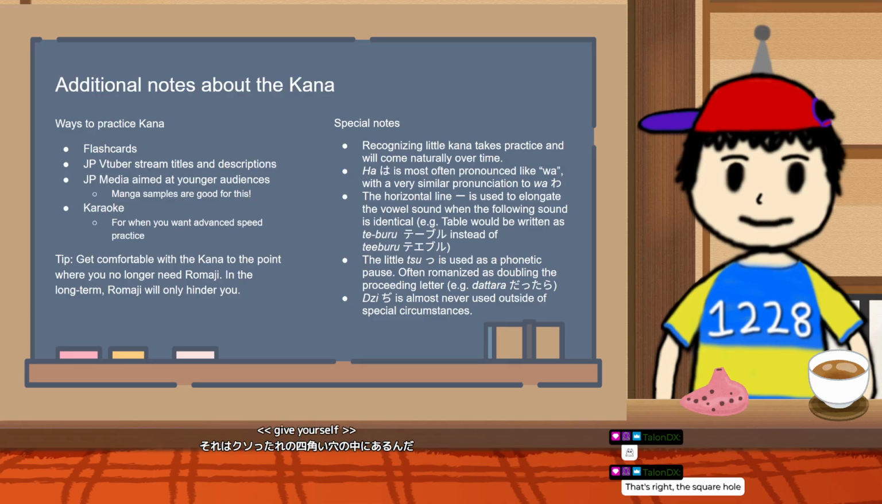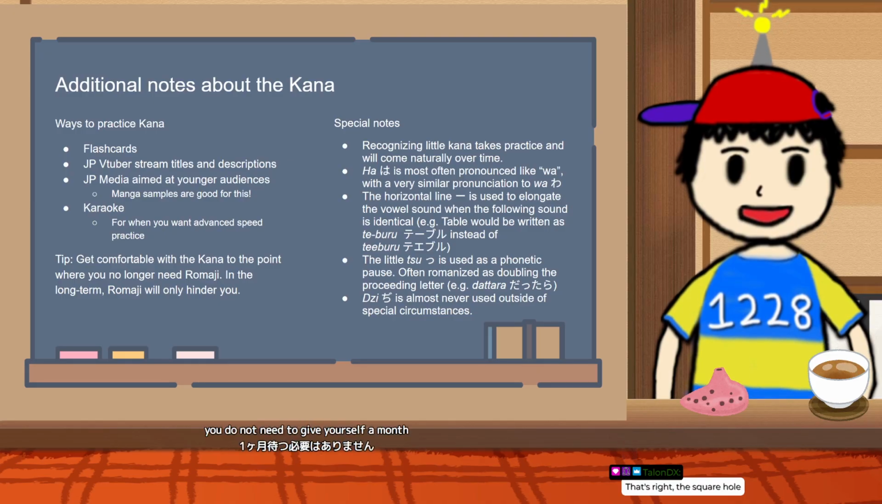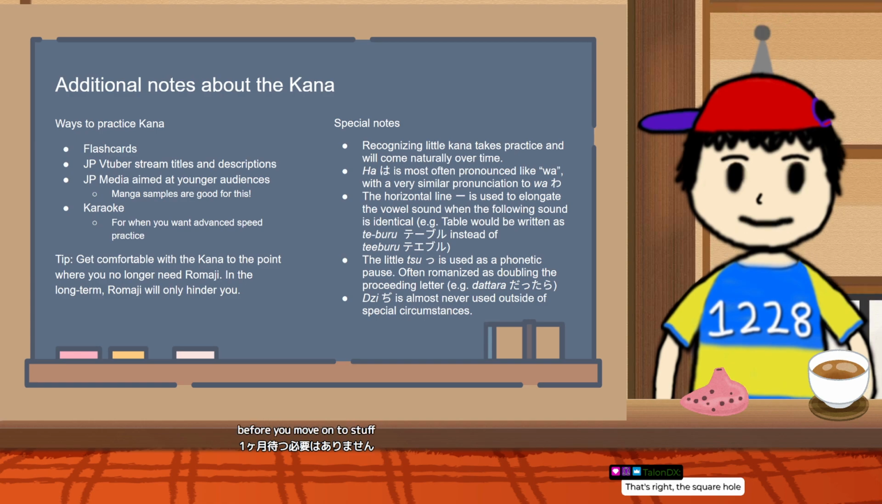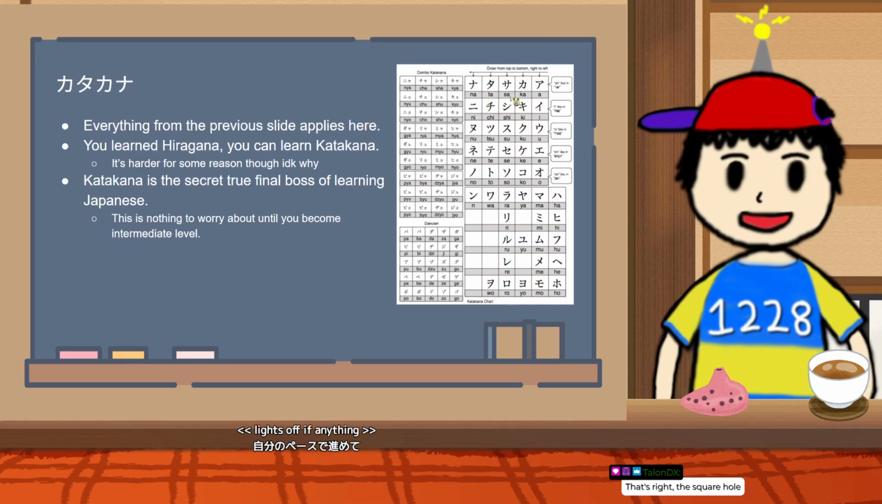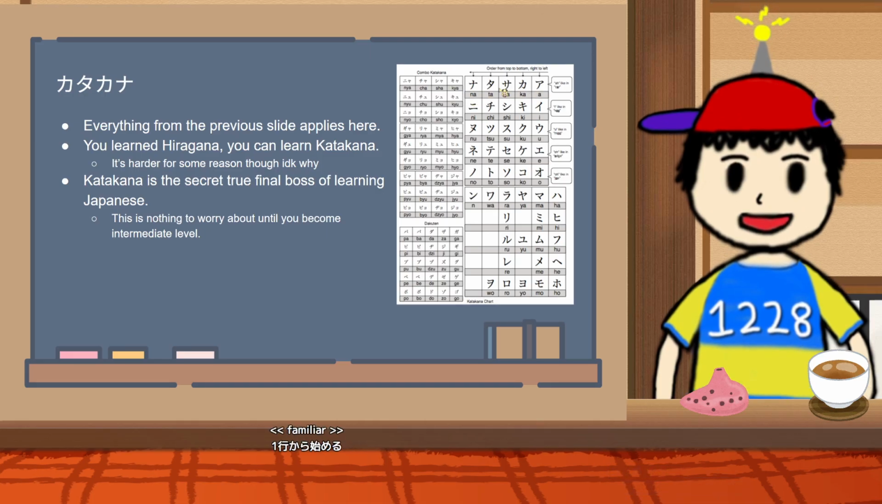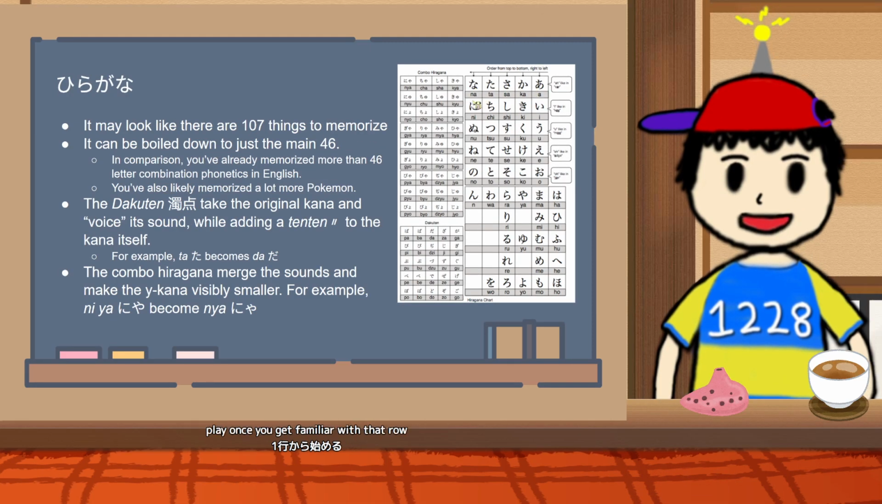Give yourself time. I gave myself a month. You do not need to give yourself a month. In college, they give you 10 days before you move on to stuff. Take it at your own pace and be patient with yourself. If anything, if I could scroll back, start with one row, and once you get familiar with that row, include the next row.